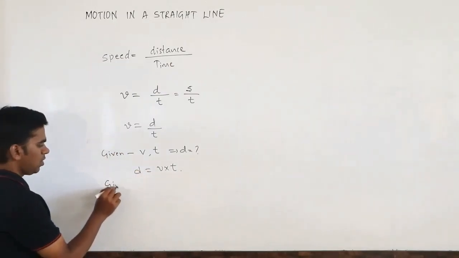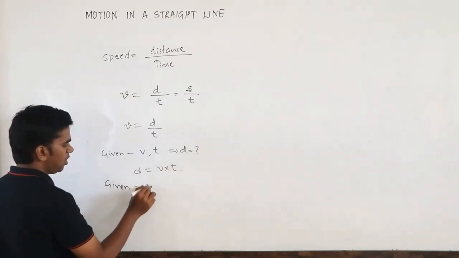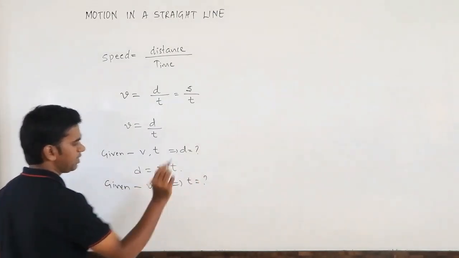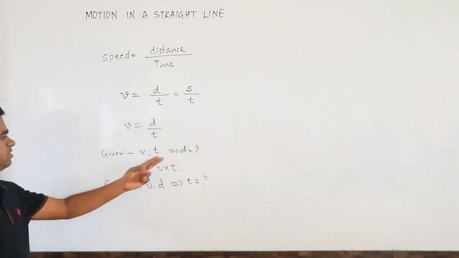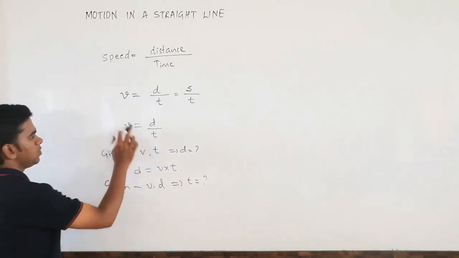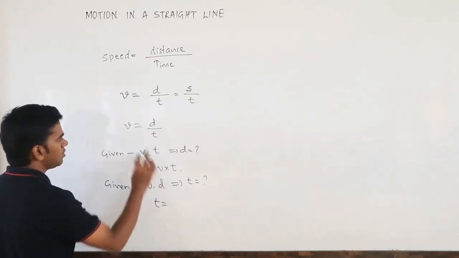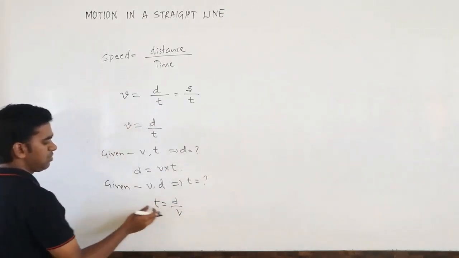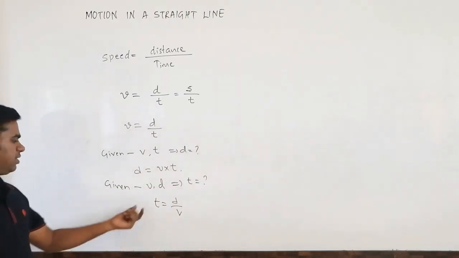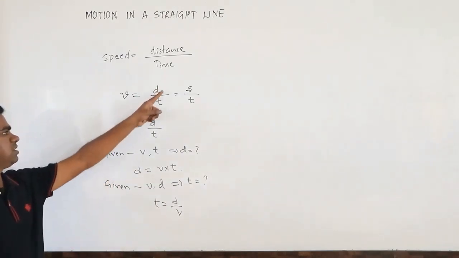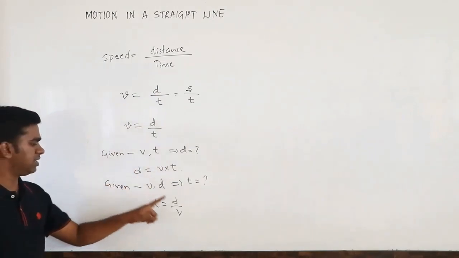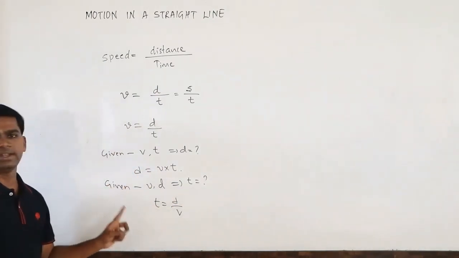Or if they give velocity and distance and they are asking for time, you take time over here. So what will happen? This will come here: d divided by v. This will give you the time. So if they give distance and time, you can calculate velocity. If they give velocity and time, you can calculate distance. If they give distance and velocity, you can calculate time.